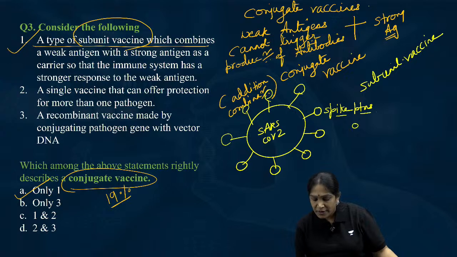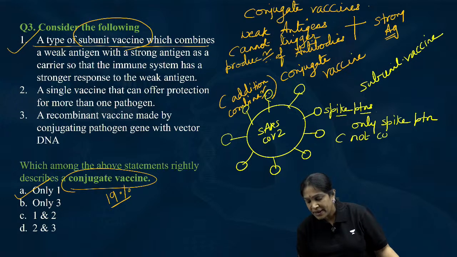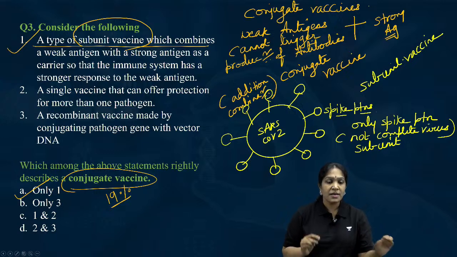But if you inject only spike protein, it means not the complete virus, only spike protein. Then that is called a subunit vaccine. Listen carefully, this is all very simple.